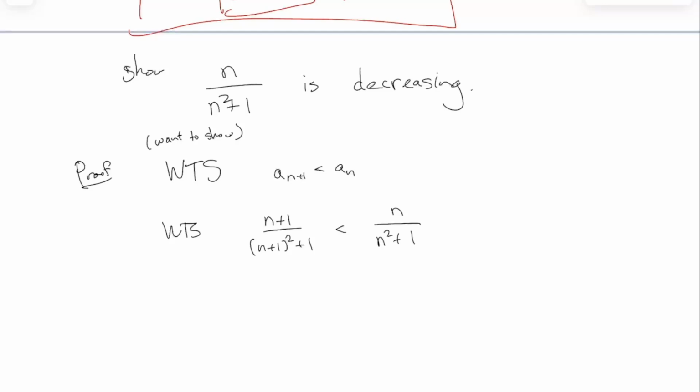And now I can simplify that. I'll just put this WTS in the front every time. Isn't that cute? n squared plus 2n plus 1 plus 1. I hope I'm doing okay so far. And then the thing on the left, I suppose you could add up the ones in the bottom.